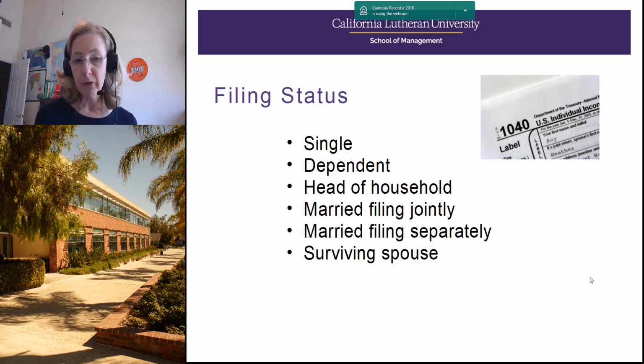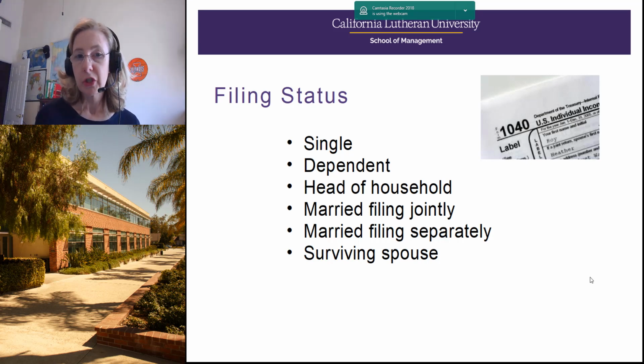A surviving spouse election is generally available only in the year of a spouse's death. Occasionally, if a surviving spouse has minor dependent children, you can file as a surviving spouse for up to 2 extra years, but typically surviving spouse is only available in the year of a spouse's death.